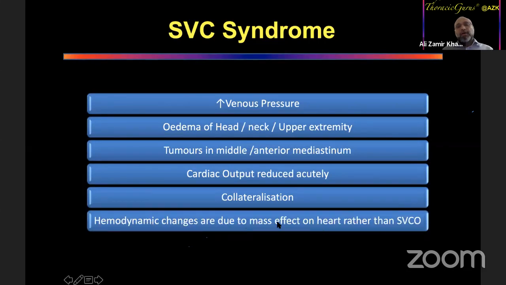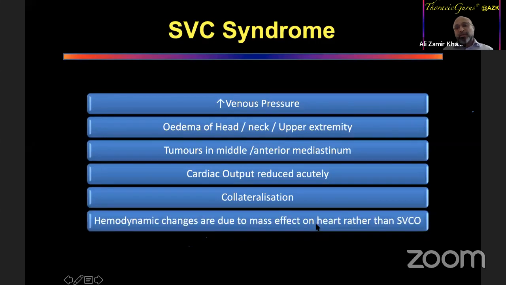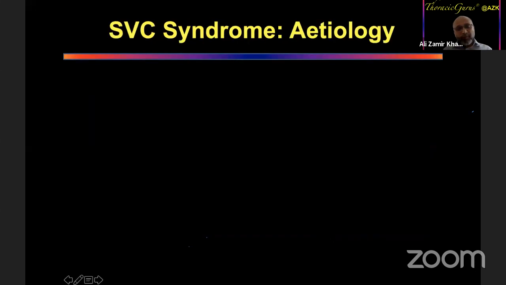The general papers that I've looked at all this have said that the hemodynamic changes that happen are due to mass effect on the heart rather than the SVC obstruction. So it's not really the SVC obstruction directly which will cause, particularly in extravascular compression, it's not the SVC obstruction, but because the tumor is increasing and causing pressure on the heart, that is what causes hemodynamic compromise in these patients. And so that's important to remember.